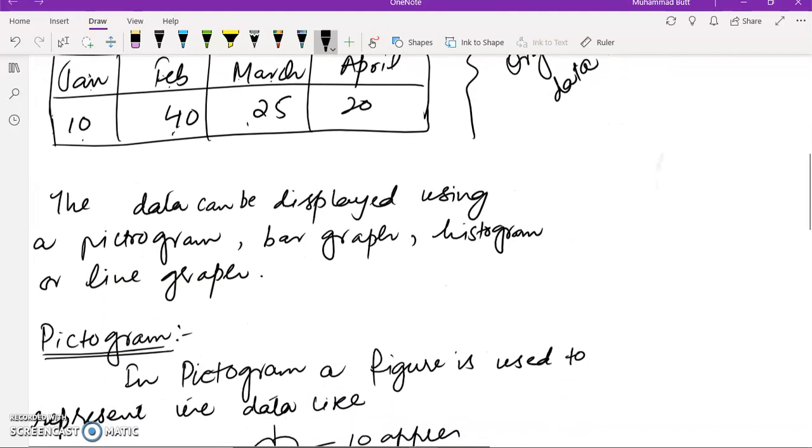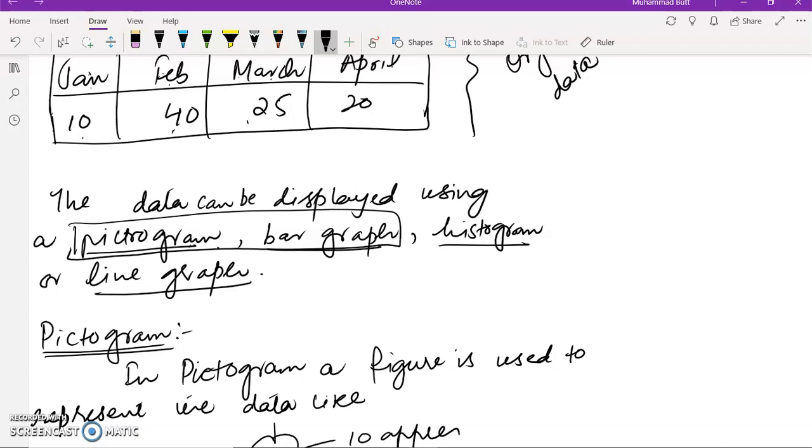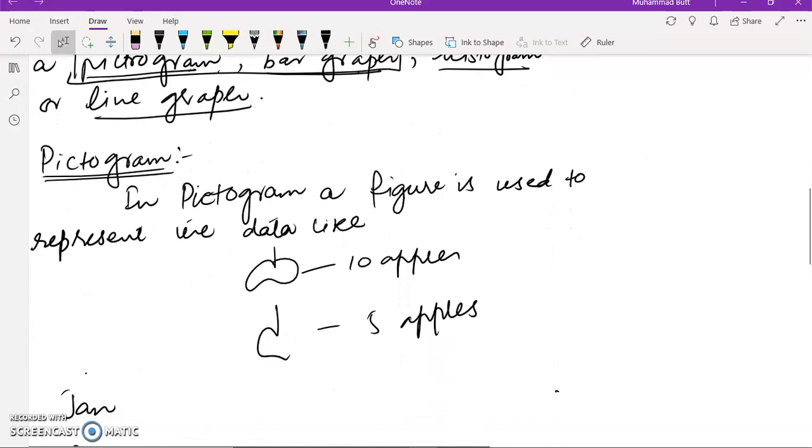This data is then displayed using pictogram. We can use bar graph, we can use histogram or line graph, but in 15A we'll discuss only 2 graphs, and these are pictograms and bar graphs. Let us start with pictogram. What is a pictogram? In pictogram, a figure is used to represent the data.